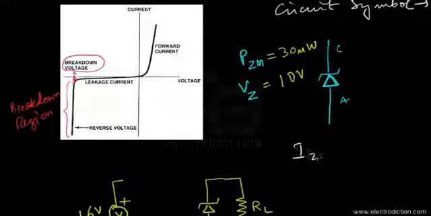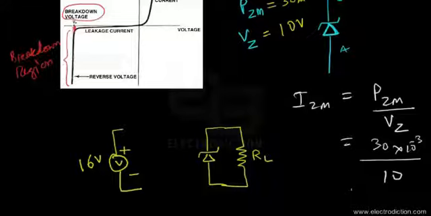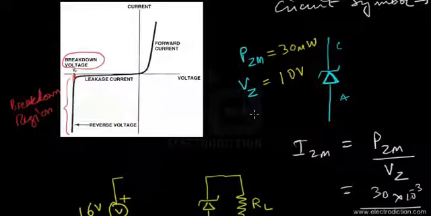So the maximum current, that's IZM, flowing through the Zener diode would be given by PZM divided by the breakdown voltage. Okay, so there you go. If we have 30 milliwatts, so 30 into 10 to the power minus 3 divided by 10, with this way we'll just get something about 3 milliamps. That's quite small. So we have this Zener diode with a maximum current handling capacity of 3 milliamps.